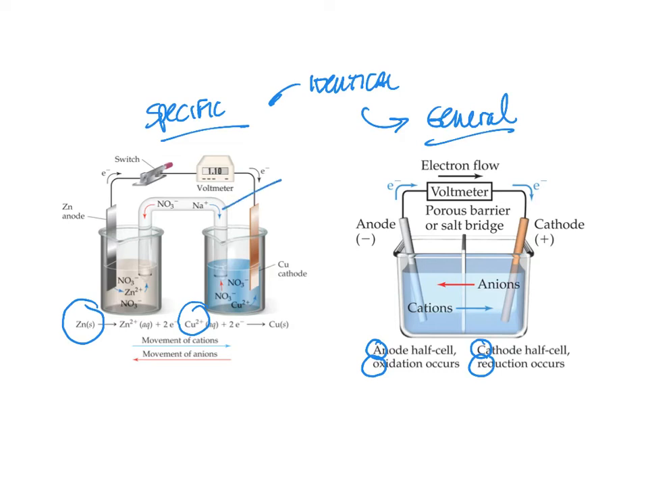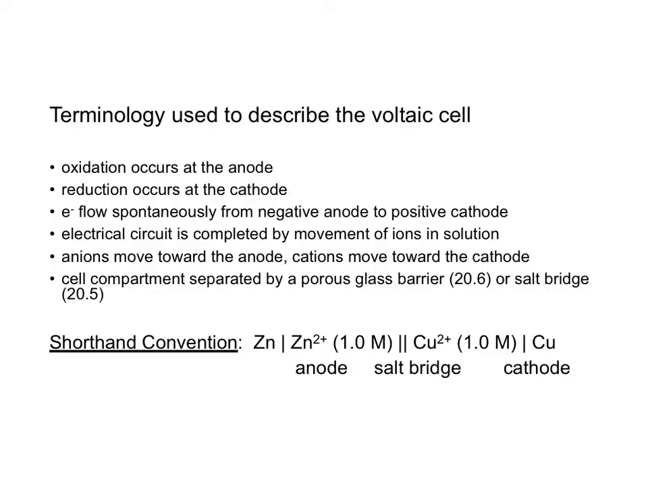So I'll point out, there we have a salt bridge, but you could also have what they call a porous separator. Again, more terminology, but depending on what you need this for, take the depth that you need. Last slide. This is a short one. There is terminology that we use to describe voltaic cells, and it just reiterates everything that I said at the previous slide. Oxidation occurs at the anode.